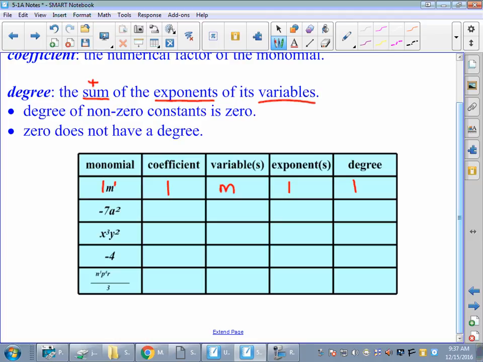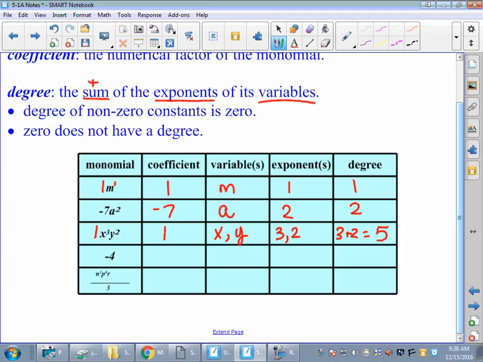Negative 7a squared, the coefficient would be negative 7, the numeric part. My variable is a. The exponent is 2. And again, my degree would be 2. That's a second degree monomial. The next monomial is the multiplication of x cubed times y squared. Again, there's a 1 out in front, so my coefficient is a 1. My variables are both x and y. x has an exponent of 3. y has an exponent of 2. So for the degree, I would add those two exponents together, and the degree of that monomial is 5.